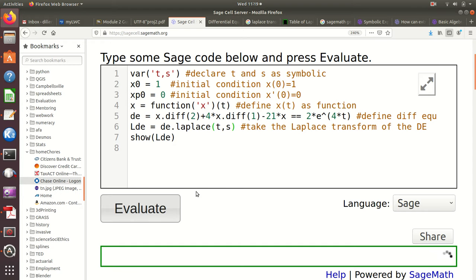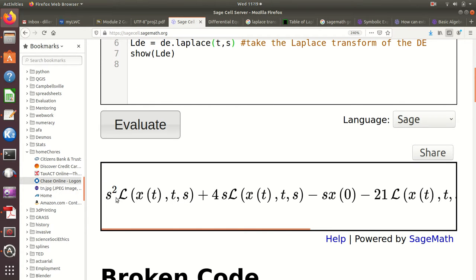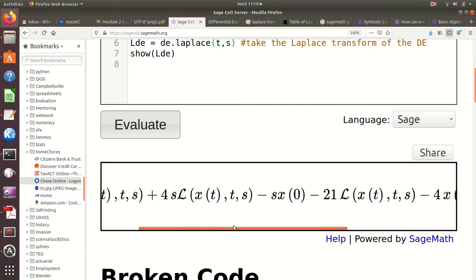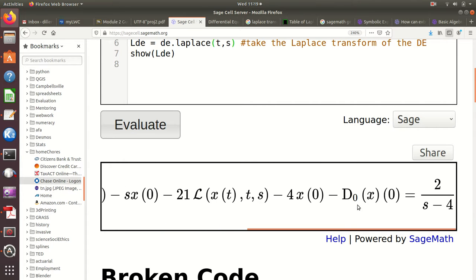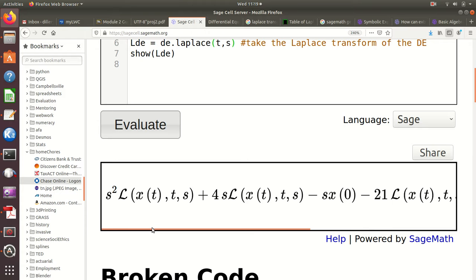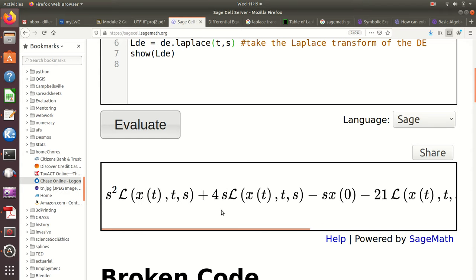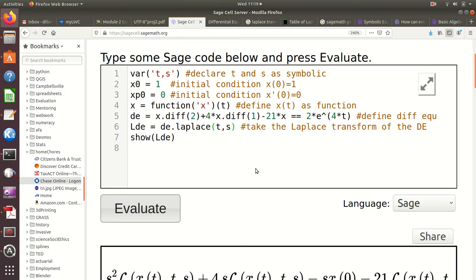And so I'll evaluate this to see my Laplace transform, and so you can compare that to our earlier video, and you see it's got the derivative there, 4 there, and all that. Okay, and notice there's the Laplace transform of e to the 4t, 2e to the 4t there. Okay, so we got that right.